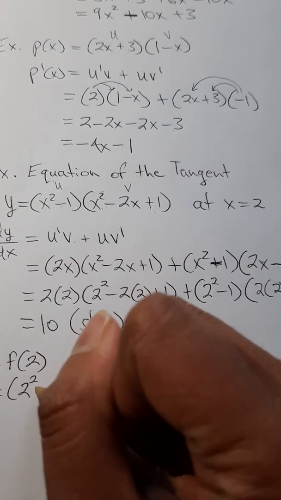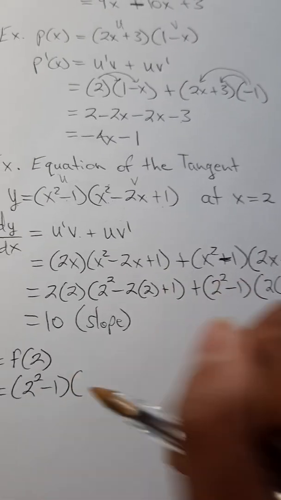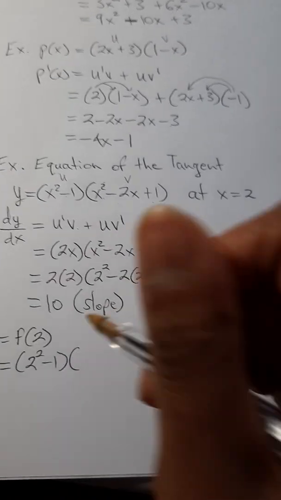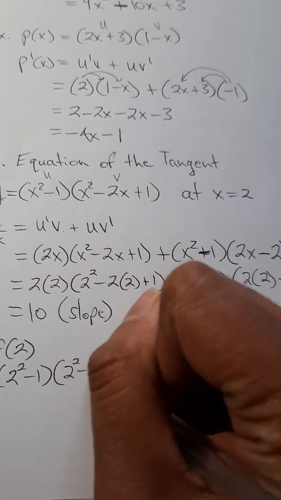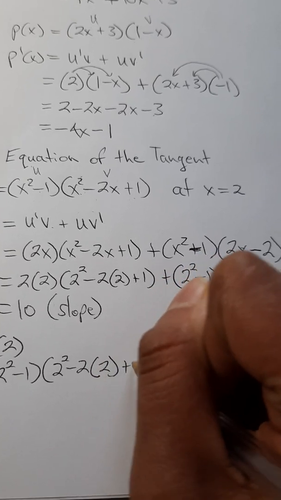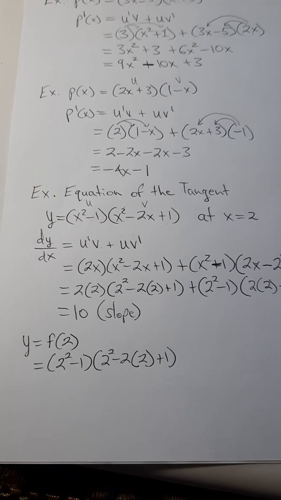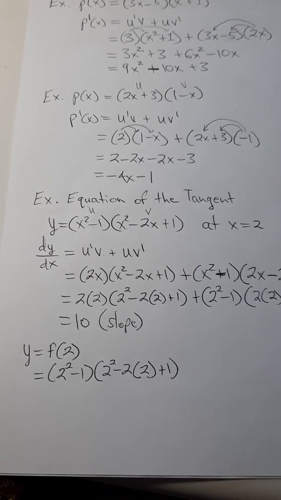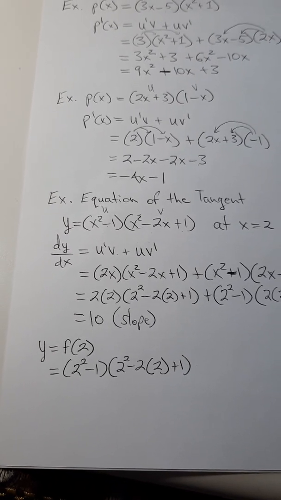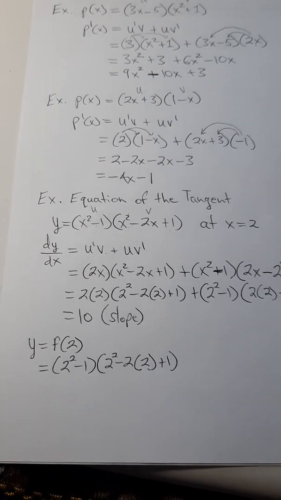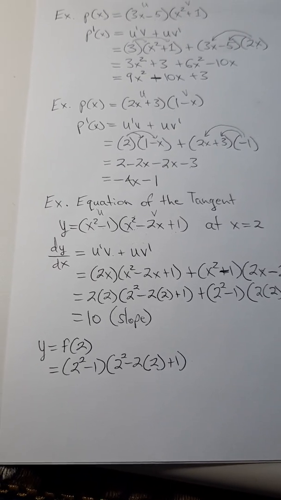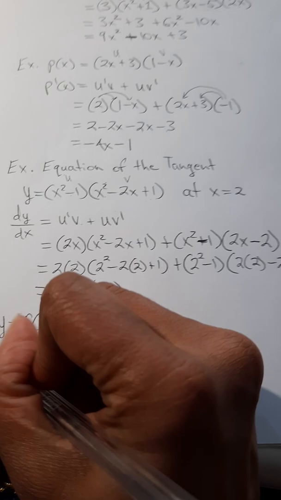So I'm going to write it right here. It's 2 squared minus 1 in the first bracket. In the second bracket, we're going to do 2 squared minus 2 times 2 plus 1. Just like this. Everyone's good? Put it into your calculator here, or if you want to just show your work, that's fine.